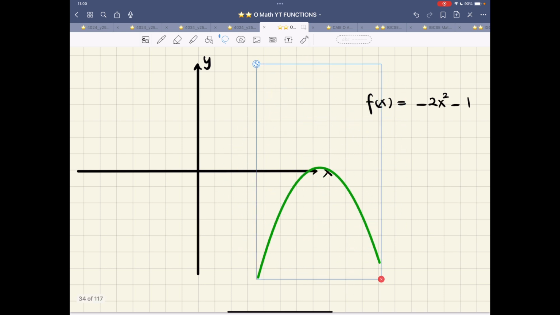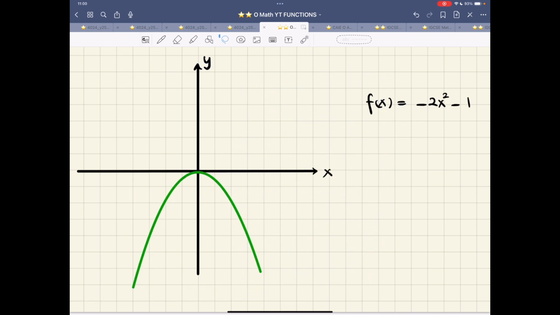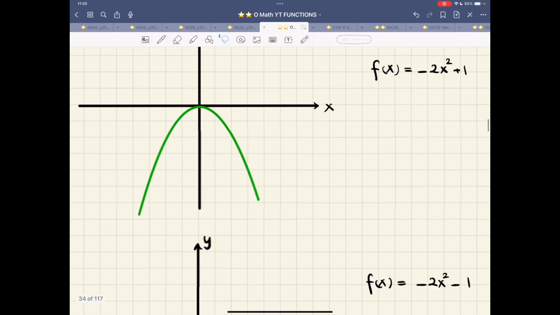So hold for a second. Like this and like this. And let me also focus. No, that is something else.